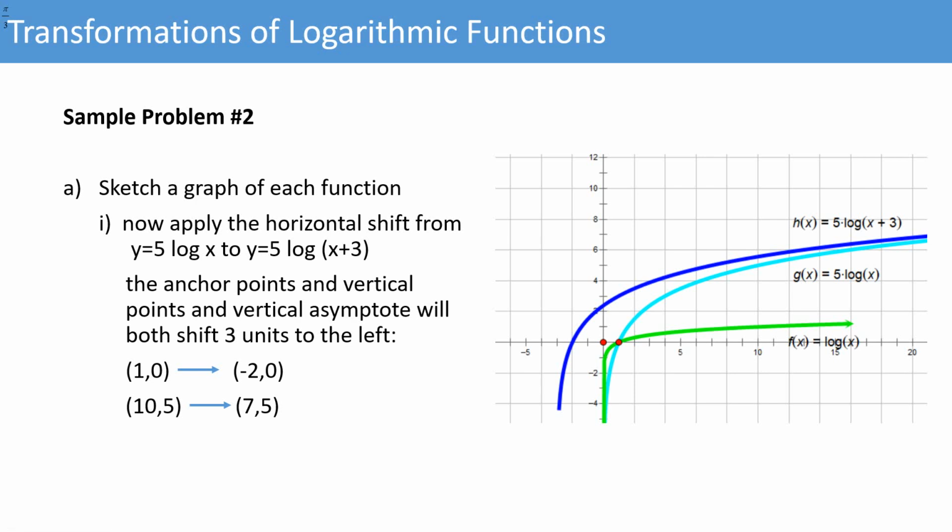Now apply the horizontal shift, which is x + 3. So what happens to our anchor points? When we have a vertical point and a vertical asymptote, they'll both shift 3 units to the left. So (1, 0) becomes (-2, 0). Now we're looking at our blue graph, and (10, 5) becomes (7, 5). One was horizontal, one was vertical.